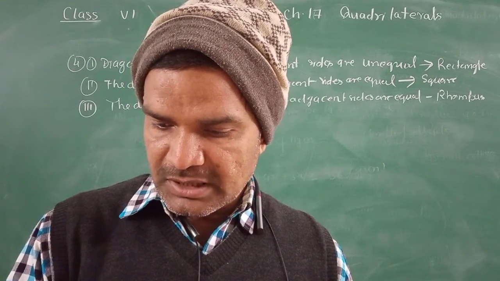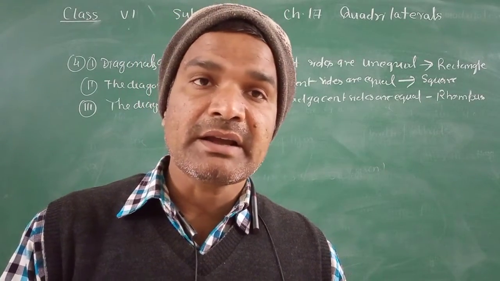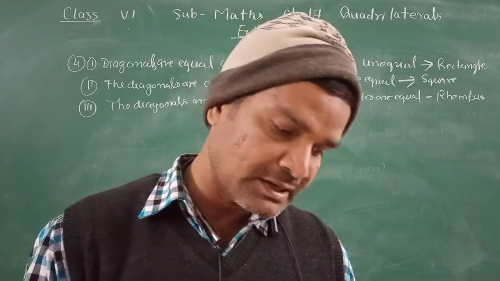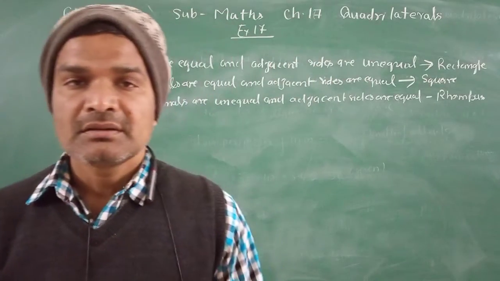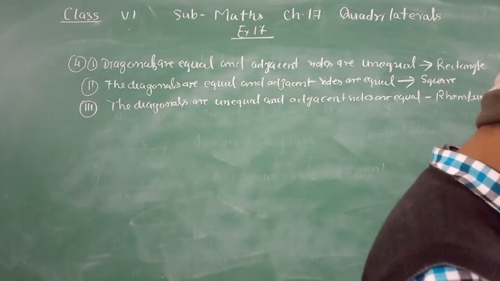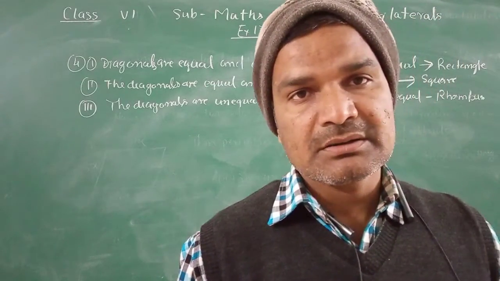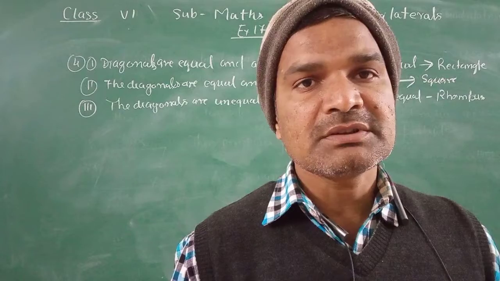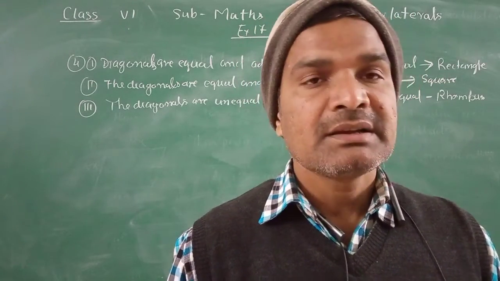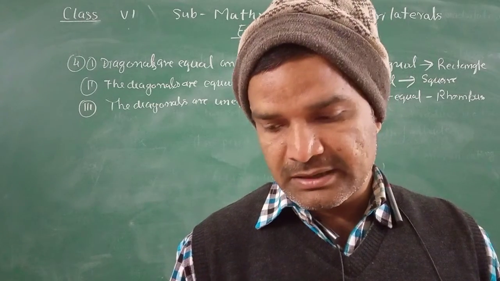Give reasons for the following. A square can be thought of as a special rectangle. Yes, a square is a special rectangle. What are the properties of a rectangle? In the rectangle opposite sides are equal. So in the square opposite sides are also equal. So a square is a special rectangle because its opposite sides are equal and all of the angles are 90 degrees.